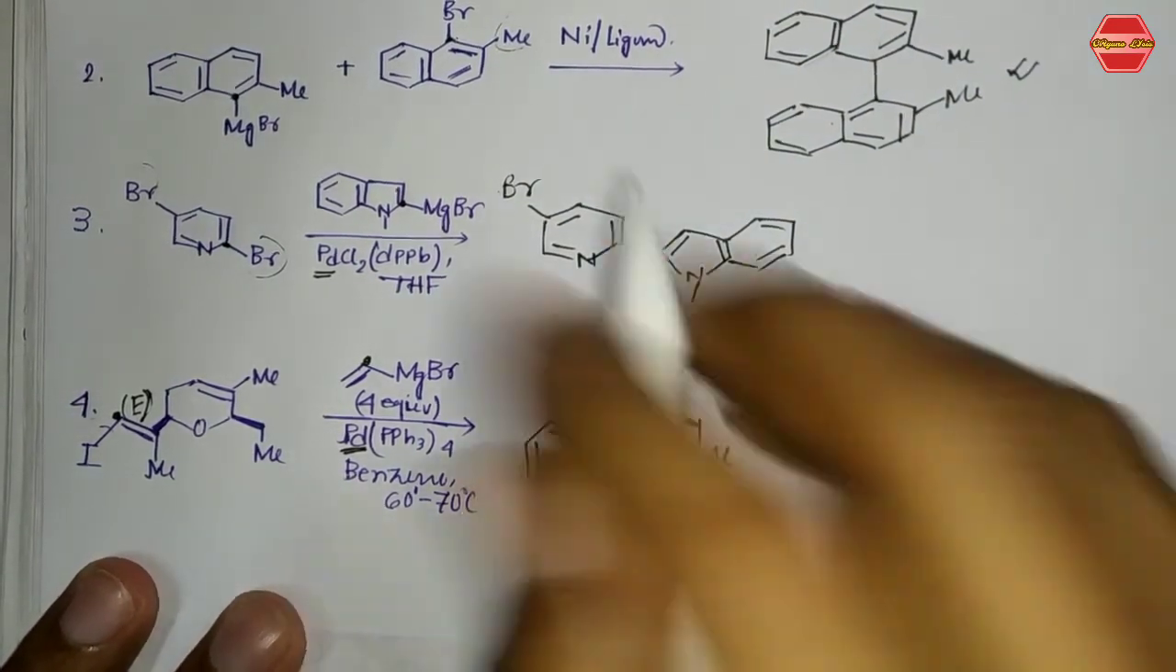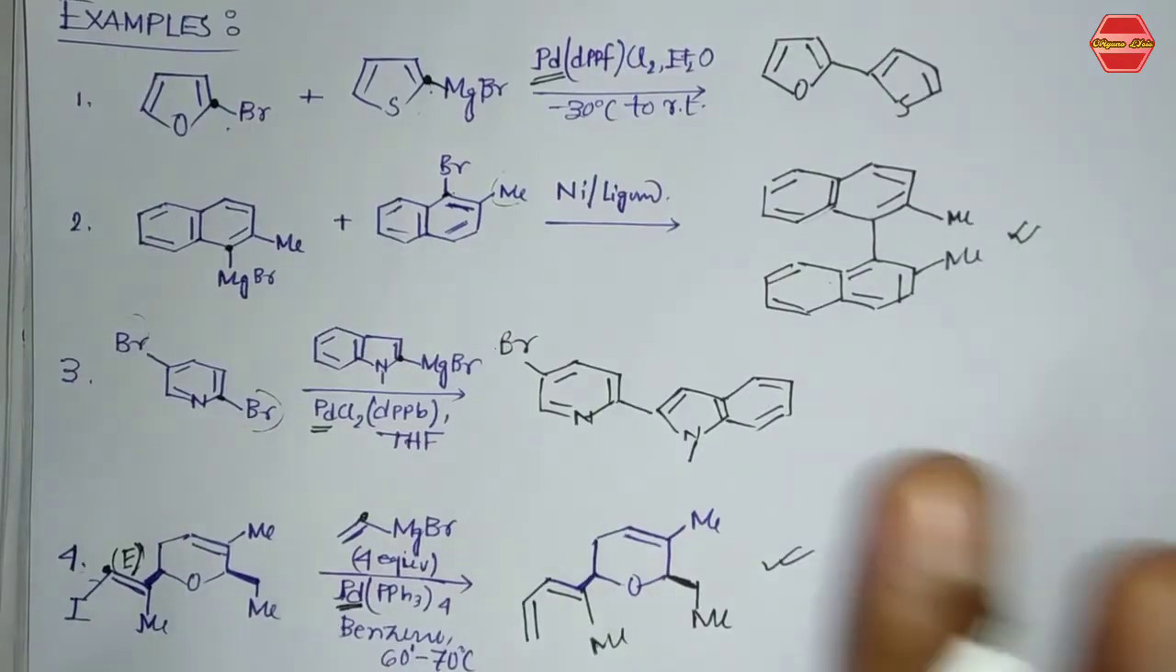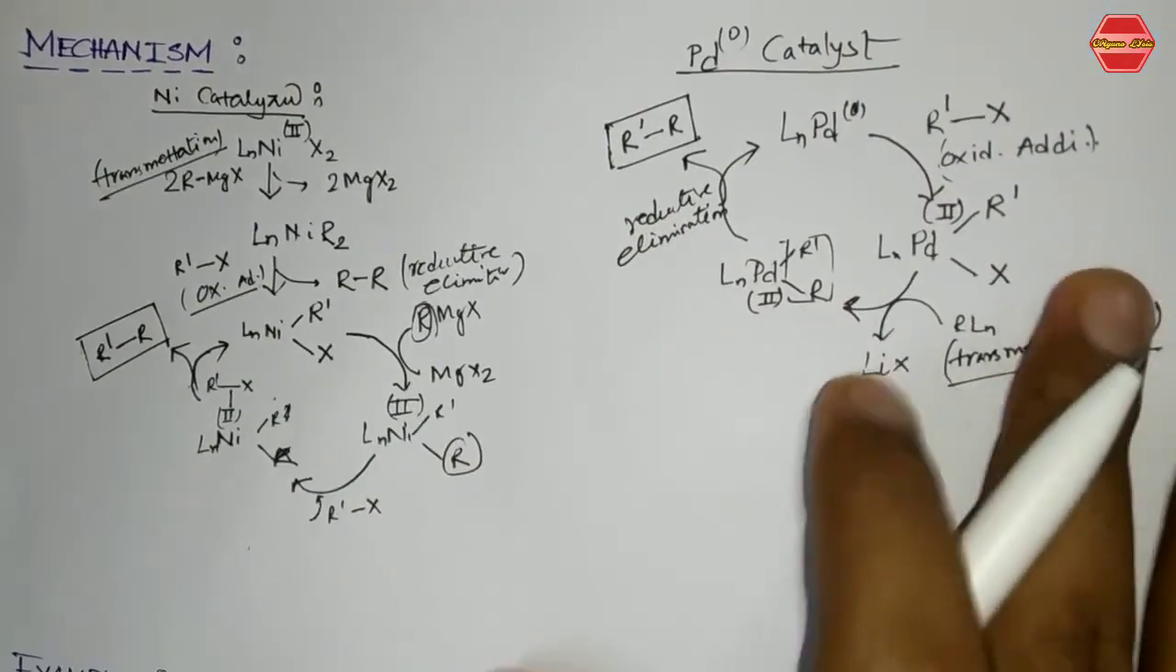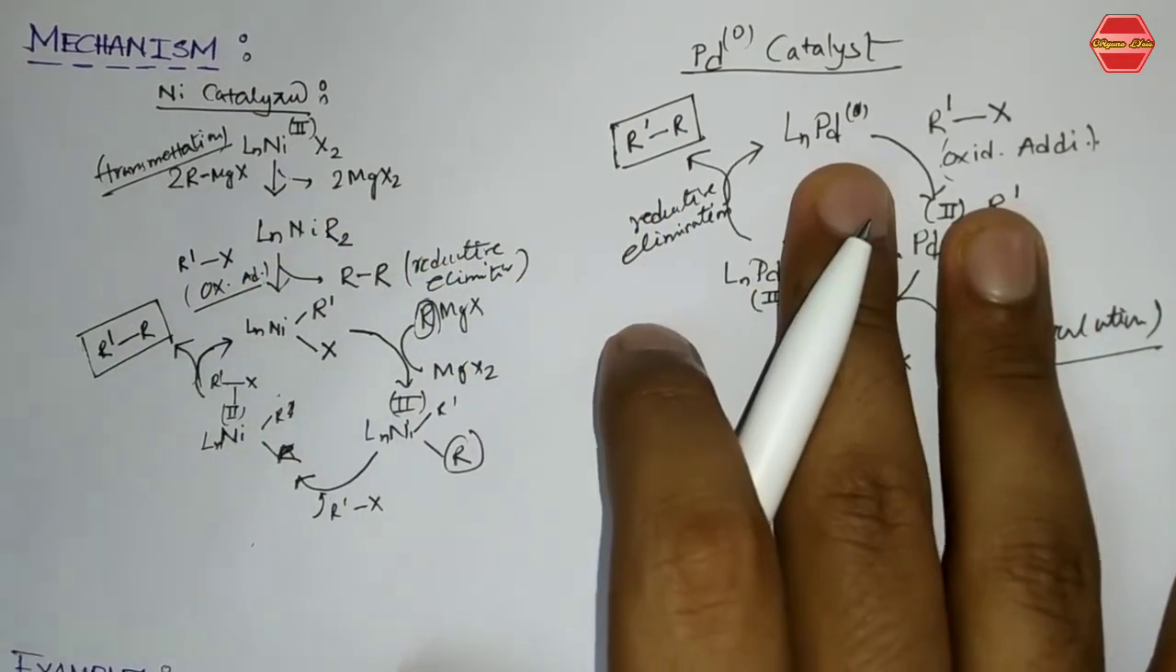So this is all about the Kumada cross-coupling, along with these examples and the mechanism of two different kinds of catalysts. This one is the nickel and another is palladium.